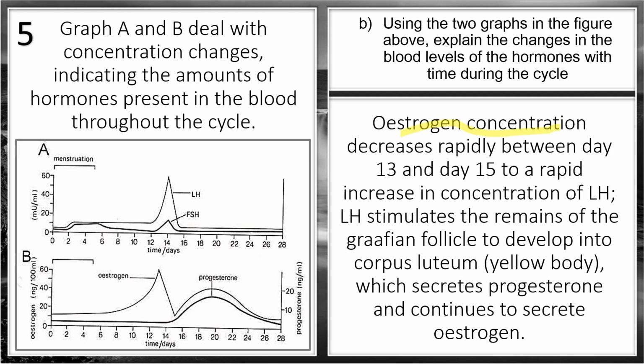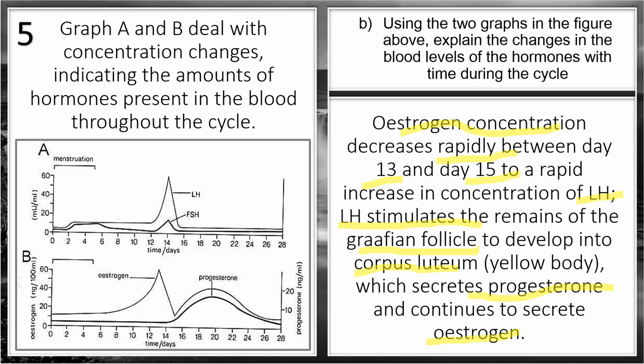Estrogen concentration decreases rapidly between the 13th and the 15th day. There is a rapid increase in the concentration of luteinizing hormone. Luteinizing hormone stimulates the remains of the Graafian follicle to develop into the corpus luteum, the yellow body, which secretes progesterone and continues to secrete estrogen.